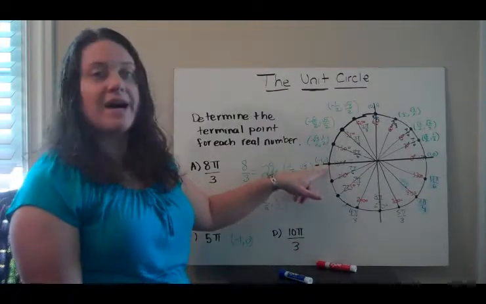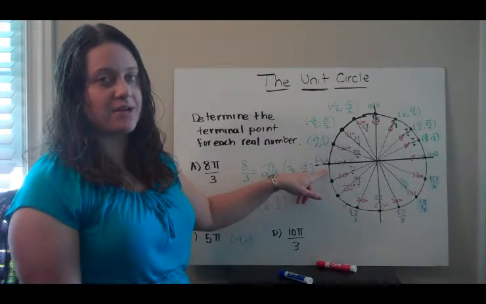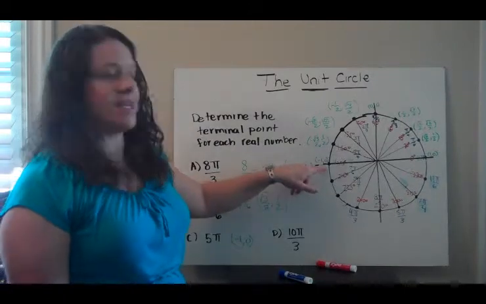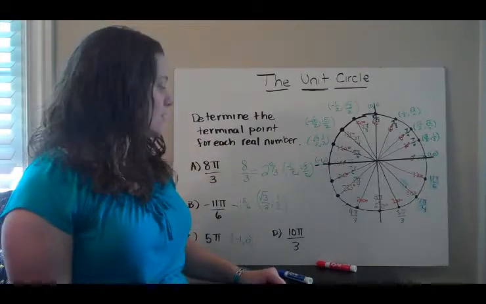Okay, so if I go 5 pi, that's 2 full times around and then 1 more pi. So that gives me this point, which is negative 1, 0. Alright, let's try one more.